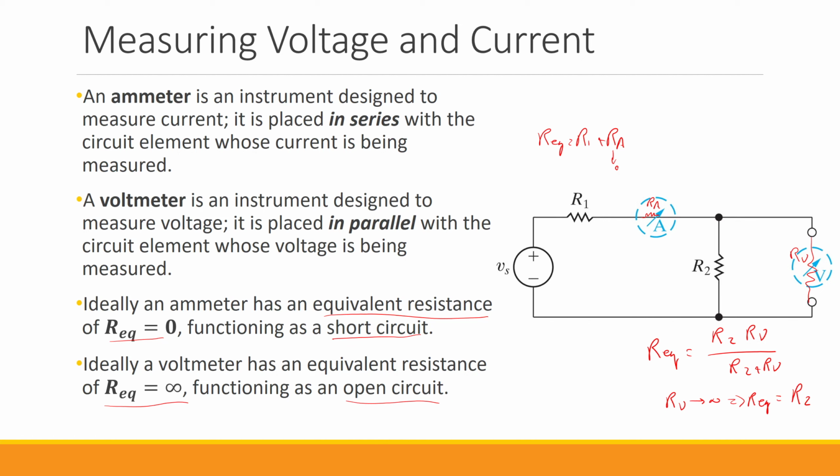In reality, these are not usually the case. The resistance of an ampermeter is not zero, but is very close to zero in comparison to the other components that we will use in our circuit. And also the resistance of a voltmeter is not practically infinity, but it is very large in comparison to the other components that we generally use.